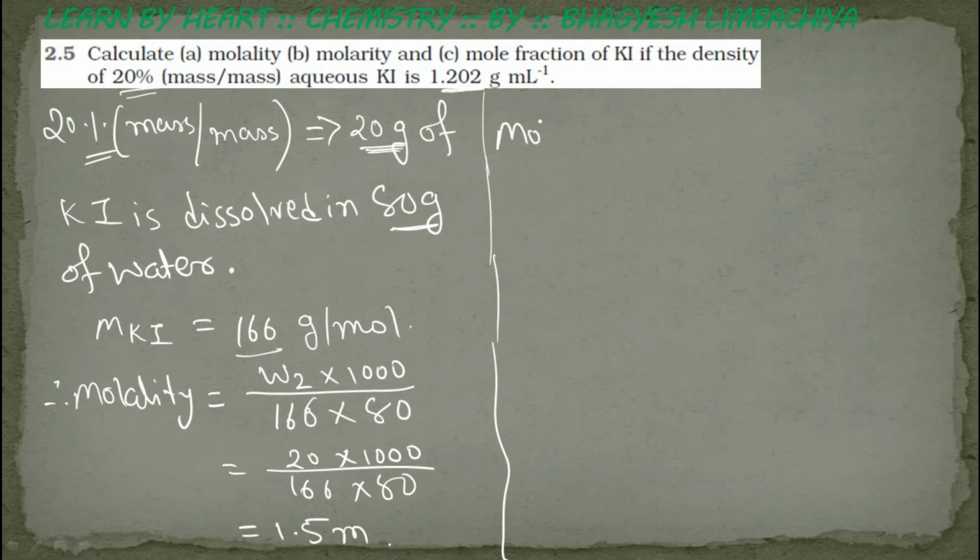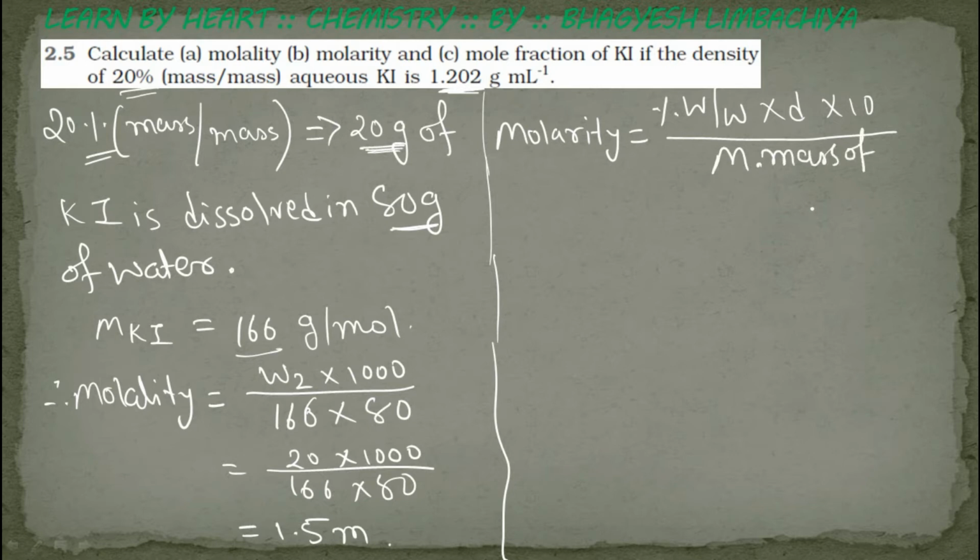Now molarity can be calculated in many ways. See, density is given to you, but here we will apply a shortcut: percentage W by W into density into 10, and overall it is divided by the molecular mass of solute.